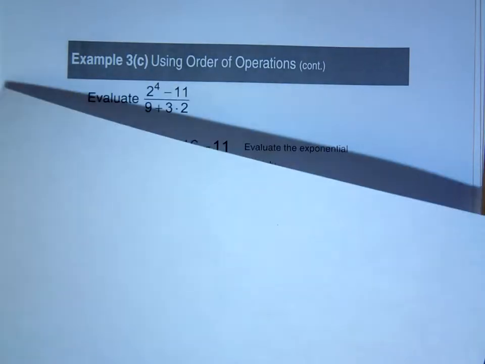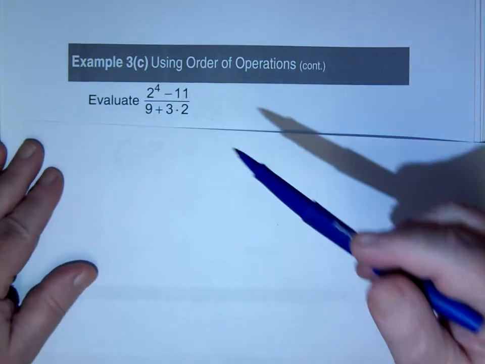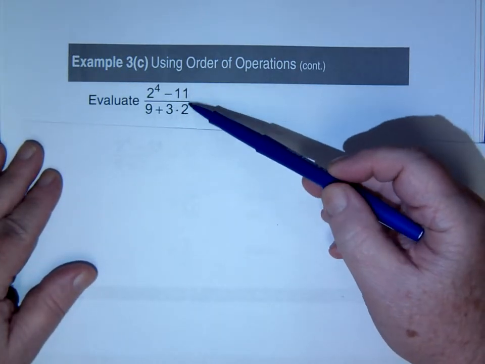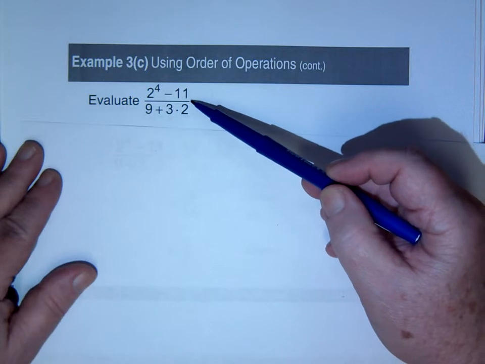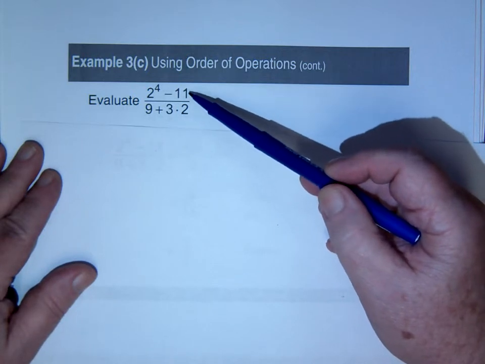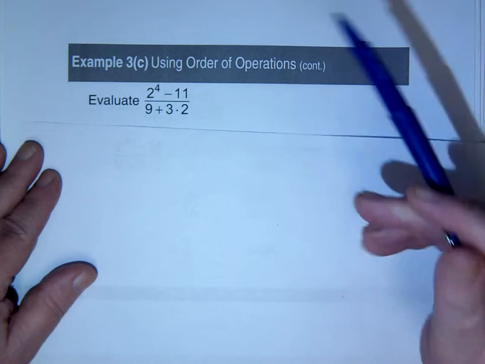The next example is this one. Again, numerators and denominators: the division sign is also an enclosure. So do the numerator first, then the denominator.